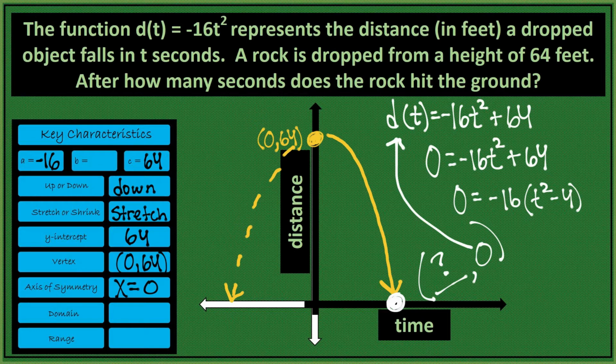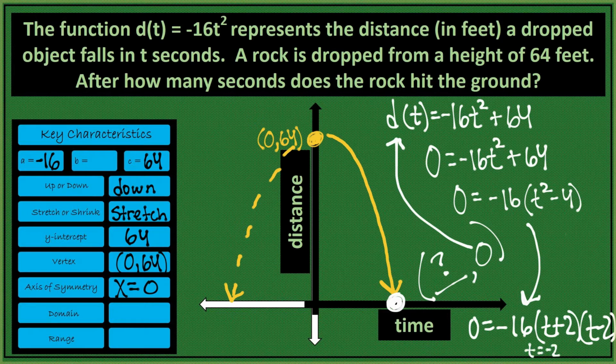Now our binomial that's in the parentheses is a difference of two squares. T squared is a perfect square, and so is 4. Now we're going to have a sum and difference pattern. So we'll have 0 equals negative 16 times t plus 2 times t minus 2. So now we do the zero product property. We find out t equals negative 2, which doesn't make any sense at all because you can't have negative time.